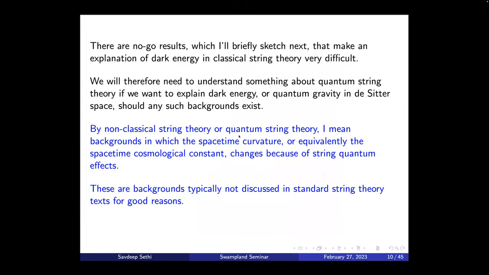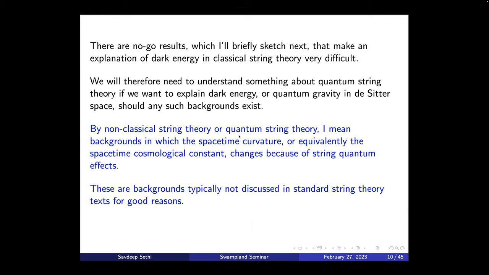Okay, so there are no-go results, which I'll sketch very briefly, that make an explanation of dark energy in classical string theory very difficult. Almost impossible, I'd say. I won't say impossible because perhaps somebody very clever will come up with some corner of string theory that we haven't understood properly, which is still classical, and find such a solution, but we don't have one today. We'll therefore presumably need to understand something about quantum string theory if we want to explain dark energy or quantum gravity in De Sitter space, should any such backgrounds exist.